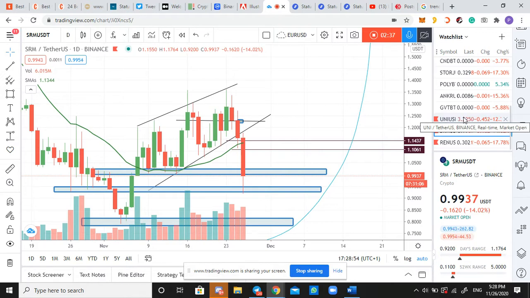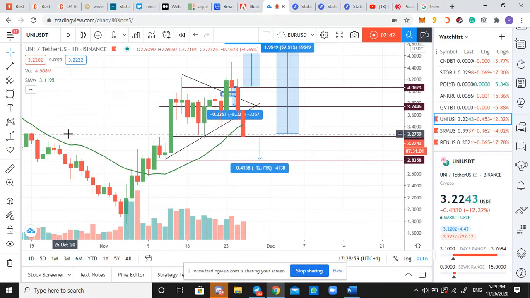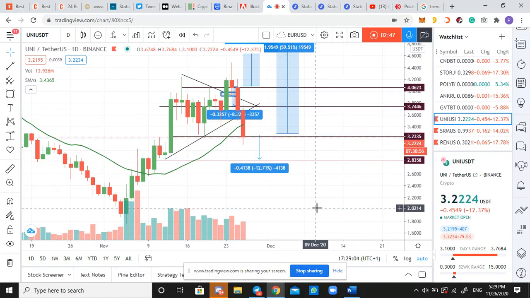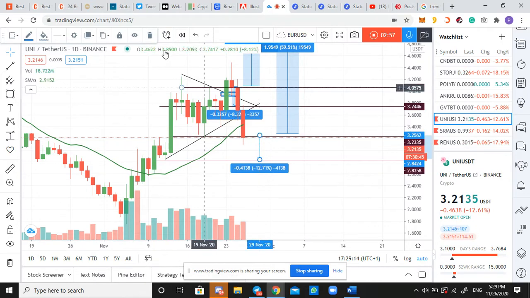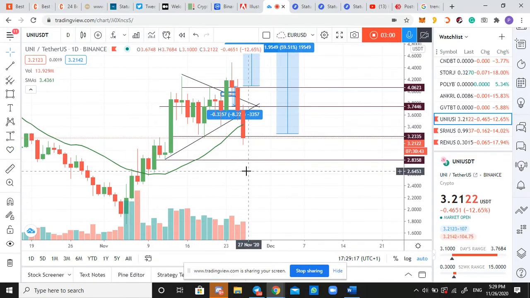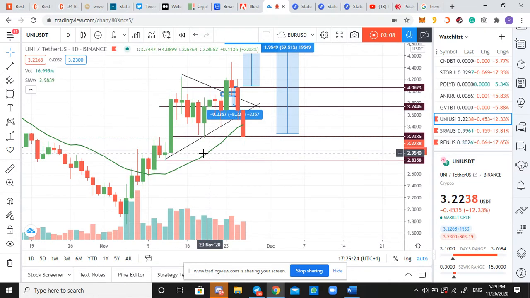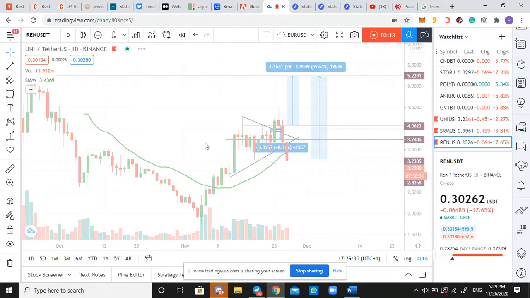So let's check the buy zones for Uni USDT. This would be my first buy zone, 3.233 for Uni, and my second buy zone would be 2.835 on the Uni. But first, like I said, before I finally decide to buy, I would like to be sure that BTC is done pushing prices down.